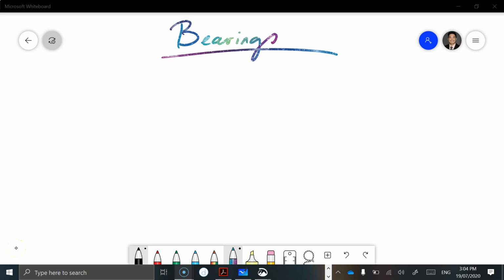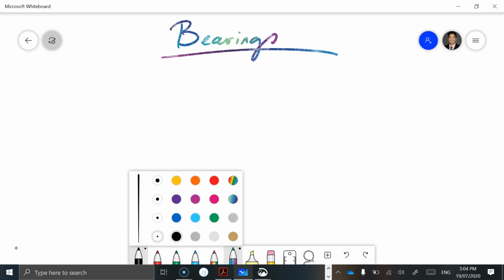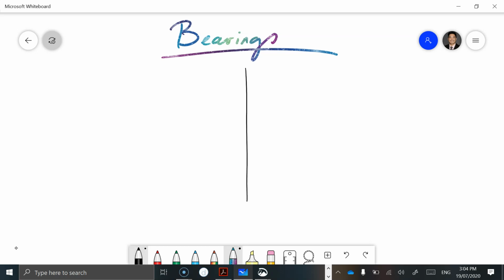Hey guys, we're going to finish off this chapter with bearings. With bearings, it's really important that you know your orientation. These days we just follow whatever the GPS or Google Maps or Apple Maps say, and we lose a bit of orientation relative to where we've come from, where we're going, and all that kind of stuff.